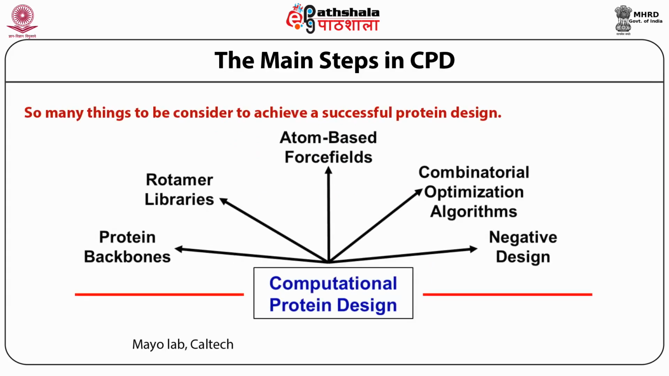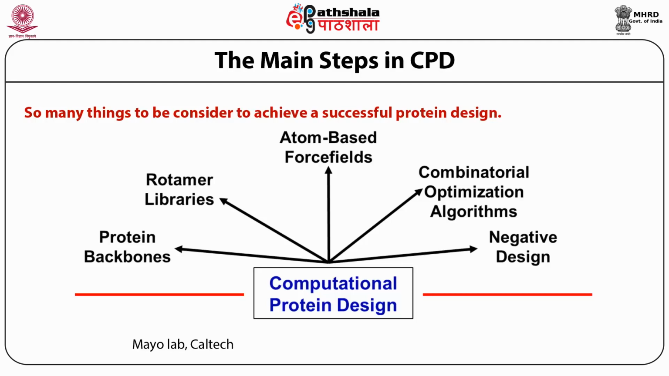These are the main things you need to take care of when doing computational protein design. Many things must be considered to achieve a successful protein design, and even if you take all these precautions, there is no guarantee that you can achieve the goal. But anyway, we are trying. In computational protein design, the protein backbones you take as input are very important, based on your target function, along with the rotamer library. The rotamer library consists of protein side chains extracted from the Protein Data Bank. These are the minimal conformational energies of each amino acid.